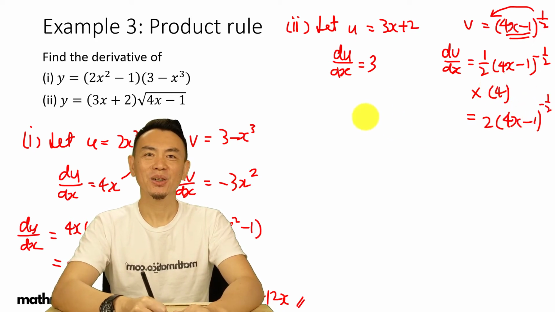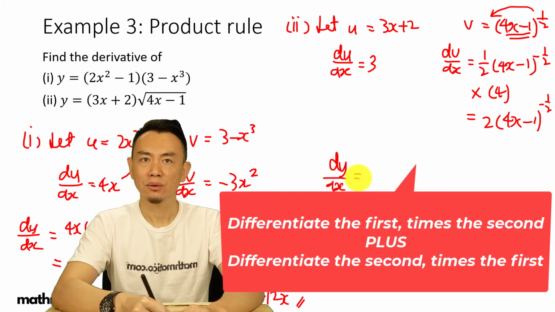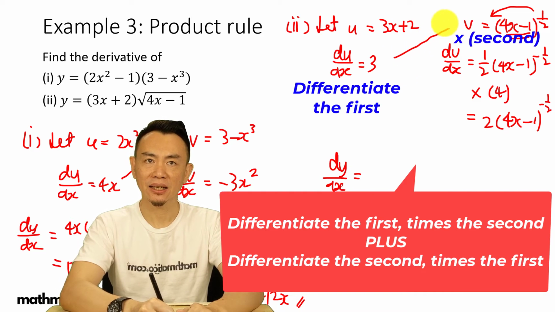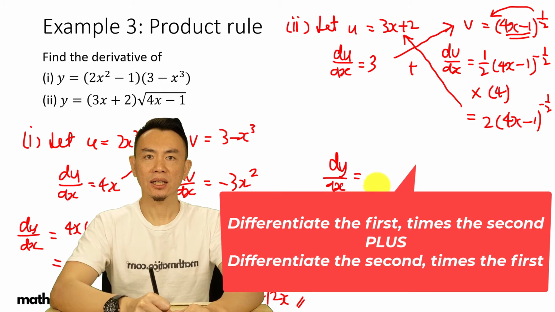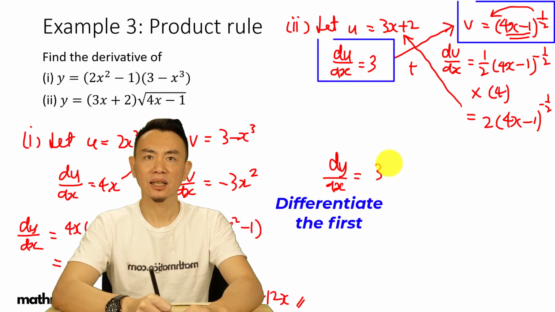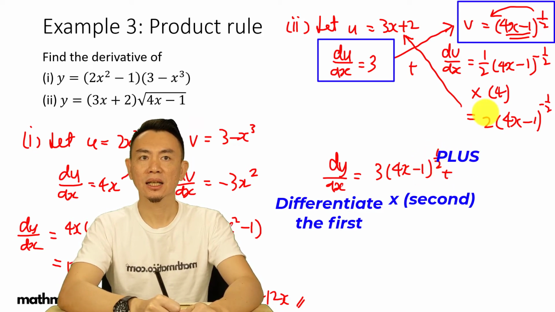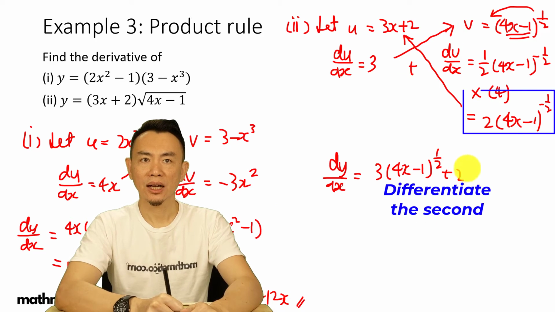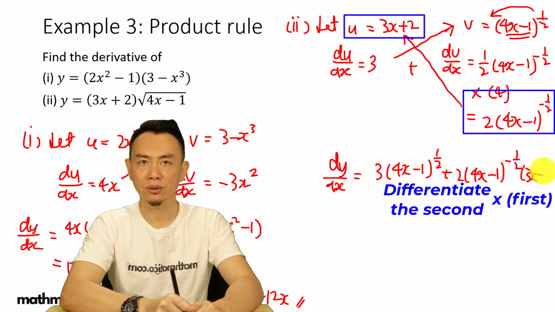Alright, so we're going to do dy dx, which is differentiate the first times the second, plus differentiate the second times the first. Okay, so you have 3 times 4x minus 1 to the power of half plus 2 times 4x minus 1 to the power of negative half times 3x minus 2 plus 2.